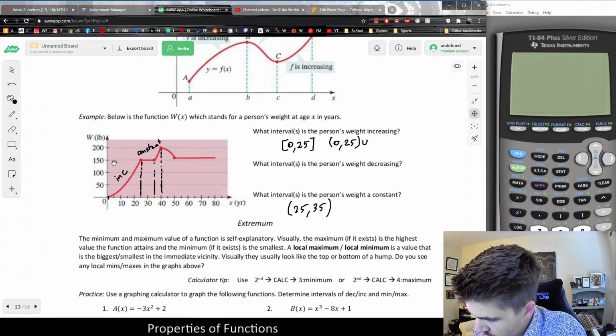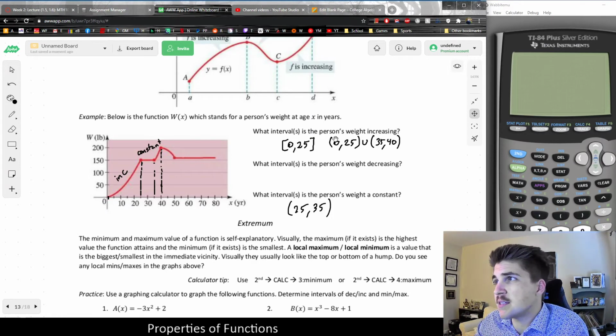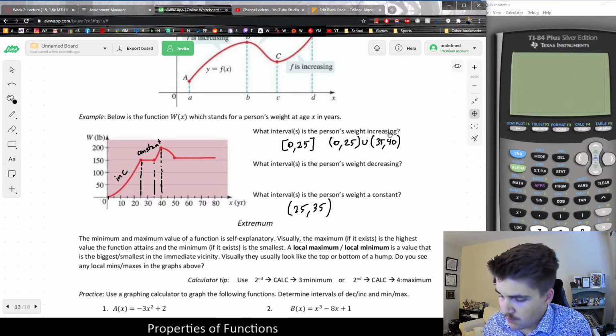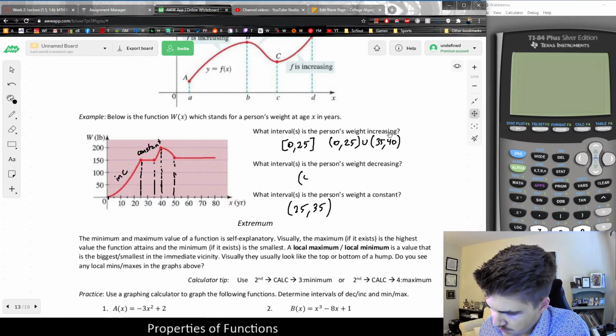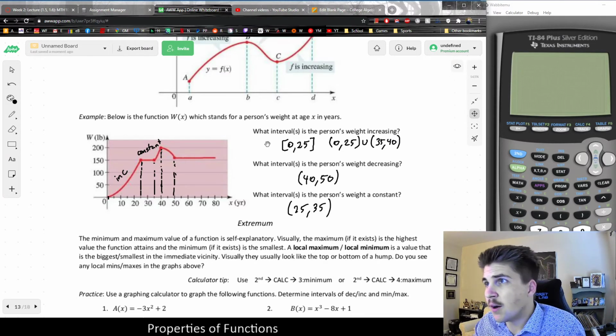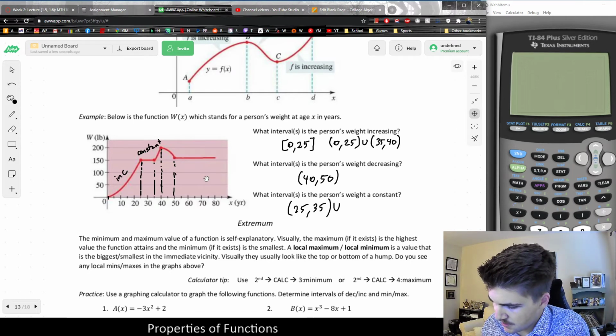We would use the union symbol to join two disjoint sets together. And all this means is that their weight is increasing when they were either between 0 and 25 or they were between 35 and 40. Then between 40 and 50, it appears as though they lost some weight. And then from 50 to, well, I guess it looks like about 80, their weight was back to constant.